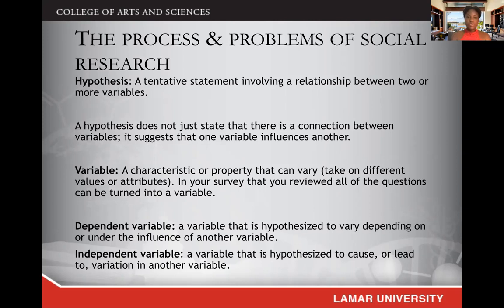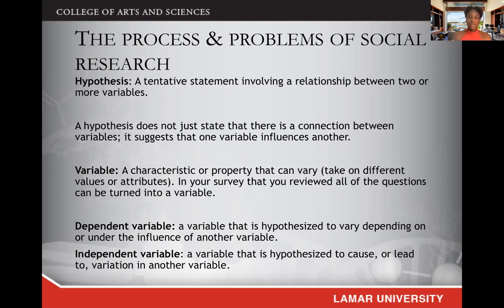So a variable, which we spoke about last week, is very important in your research. It's a characteristic or property that can vary, so it takes on different values or attributes in your survey that you will look at. For your research, all of the questions can be turned into a variable. So when you have a survey, any of those questions can be turned into a variable.